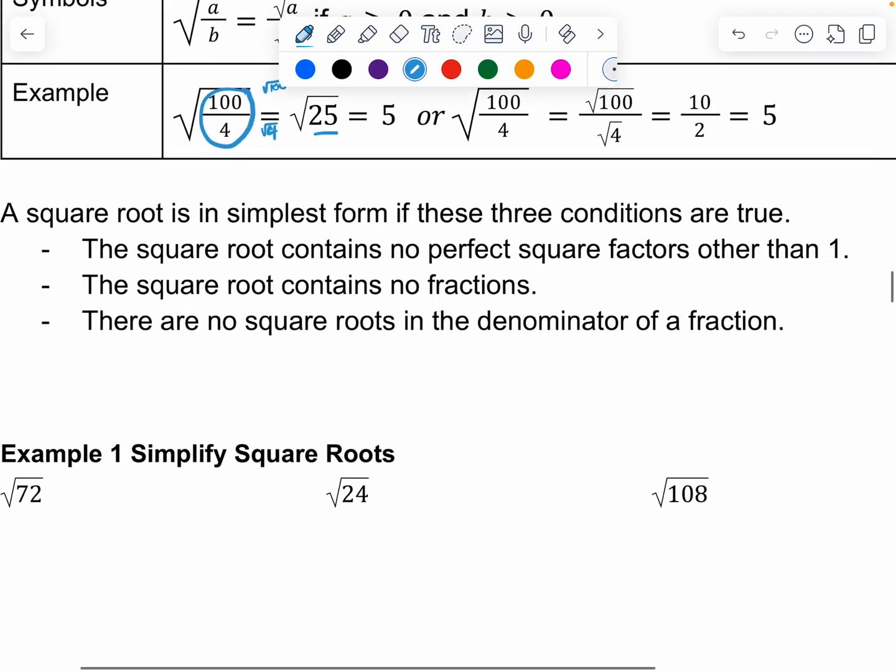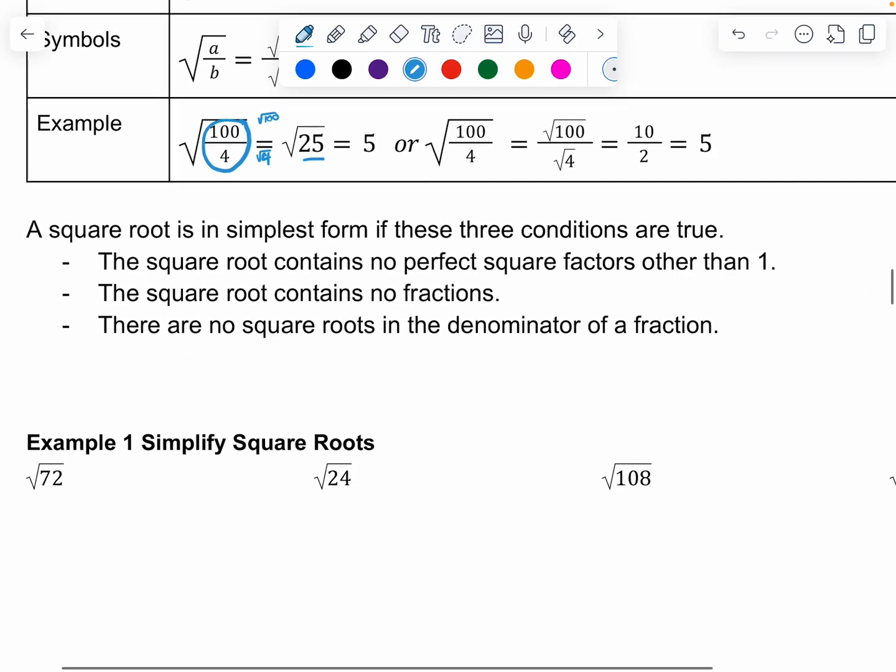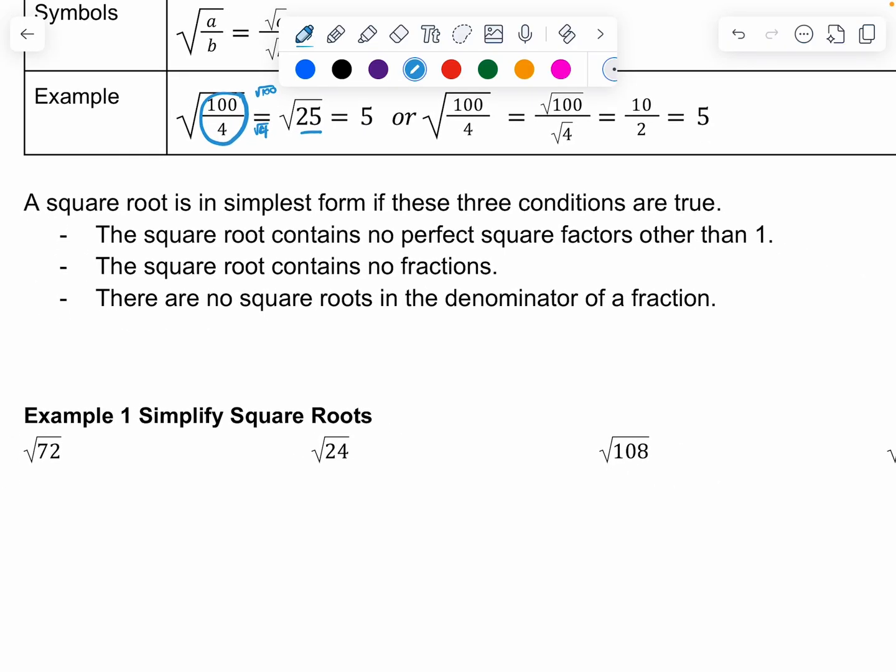So a square root is in the simplest form if these conditions are true: the square root contains no perfect square factor other than 1, the square root contains no fractions, and there are no square roots in the denominator.